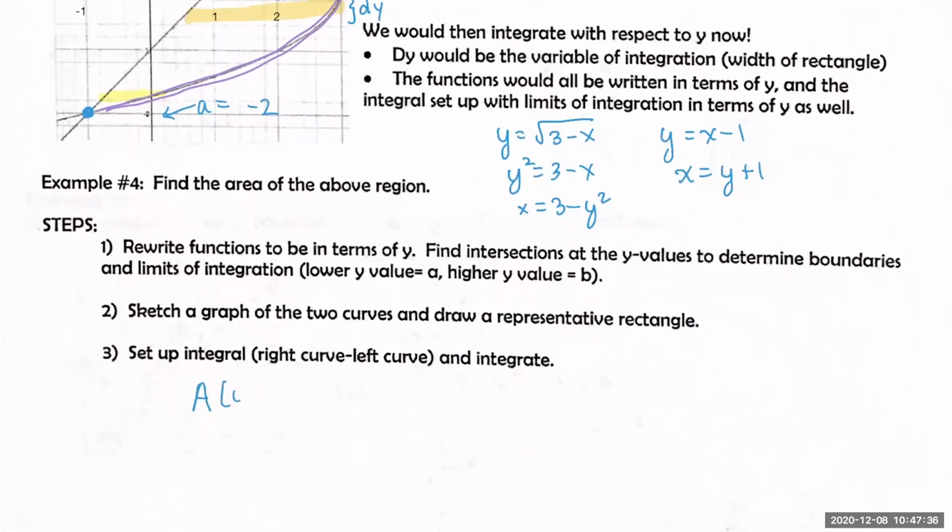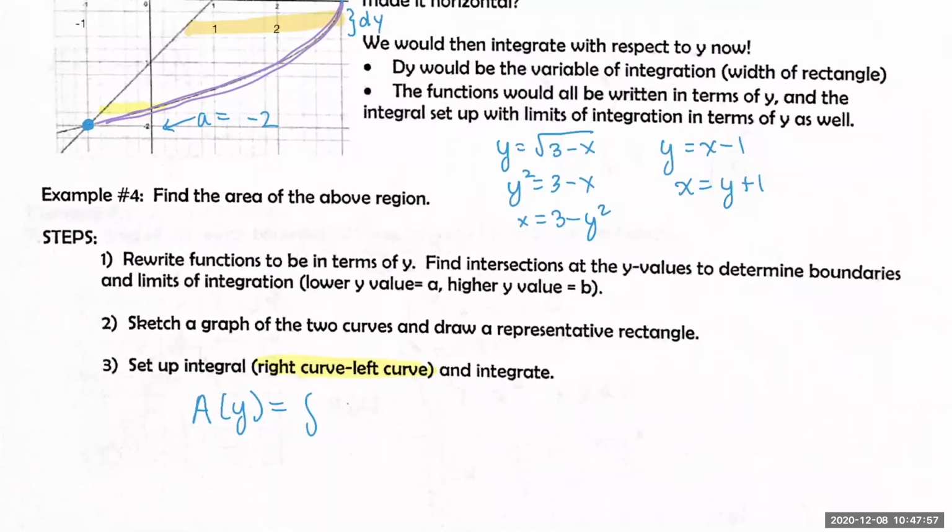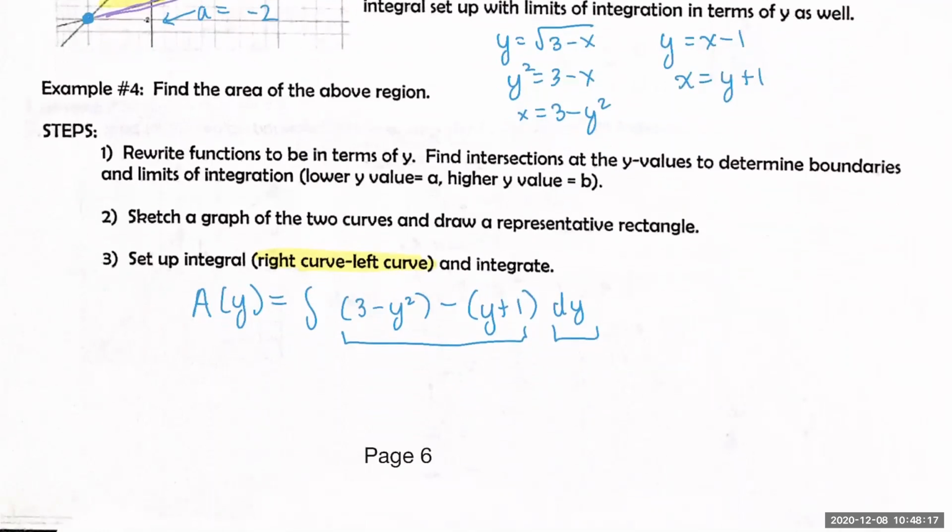So now area is going to be with respect to y, so A of y, because of the dy part. Instead of top minus bottom, now the height of your function is going to be determined by the right curve minus the left curve. The right curve in this case is the purple, which is the sideways parabola. We're going to have 3 minus y squared as your right. And then your left function is going to be the linear equation, y plus 1. And remember, this is going to be the height of it, and this is the width of your rectangle. Okay, so it's got a horizontal orientation.